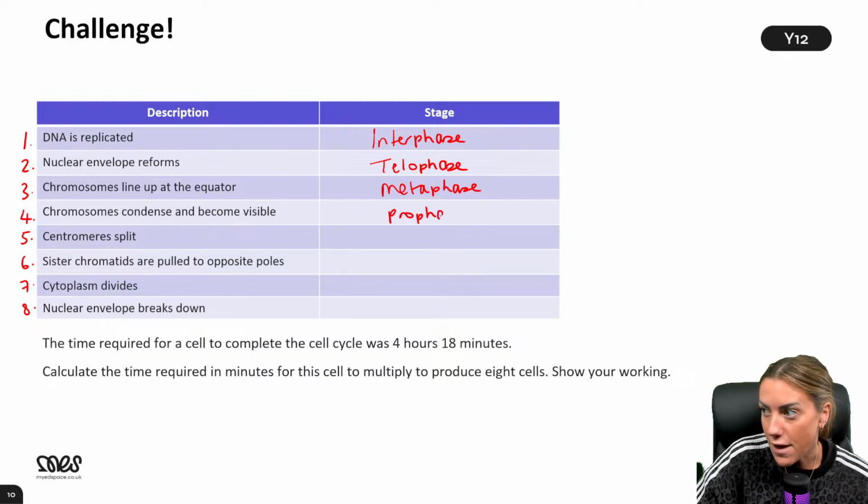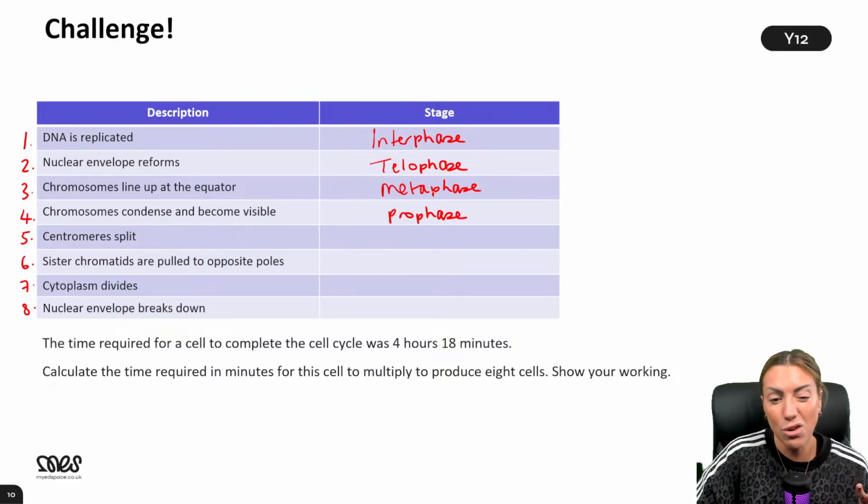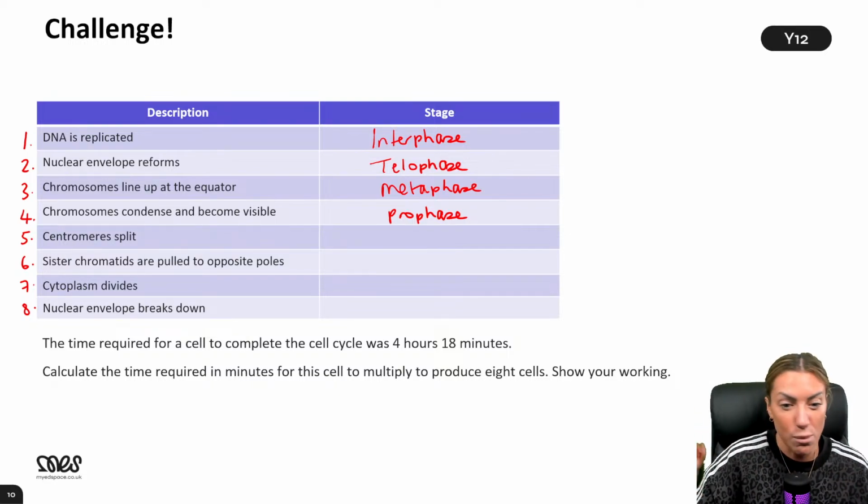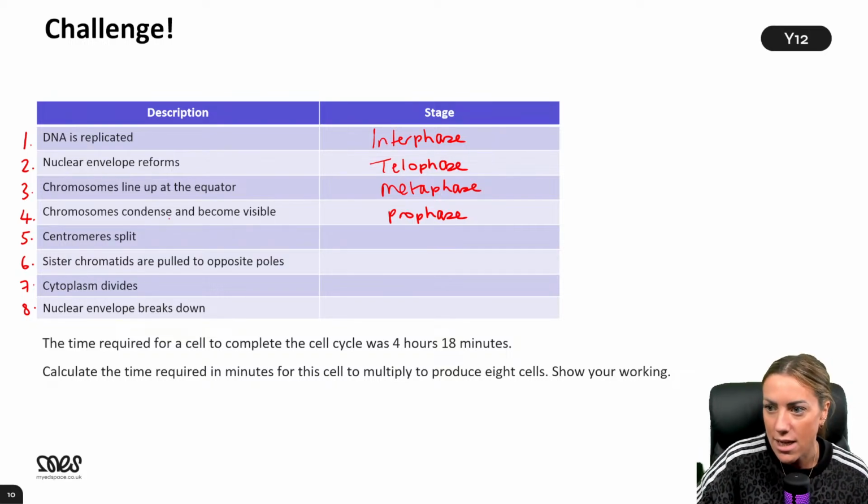That would be prophase. All that really happens during prophase is you can see the chromosomes, they're condensed, they're visible, and remember, the nuclear envelope breaks down and the centrioles move to opposite poles. Okay, so it's like a little story that you've got to tell for each stage.